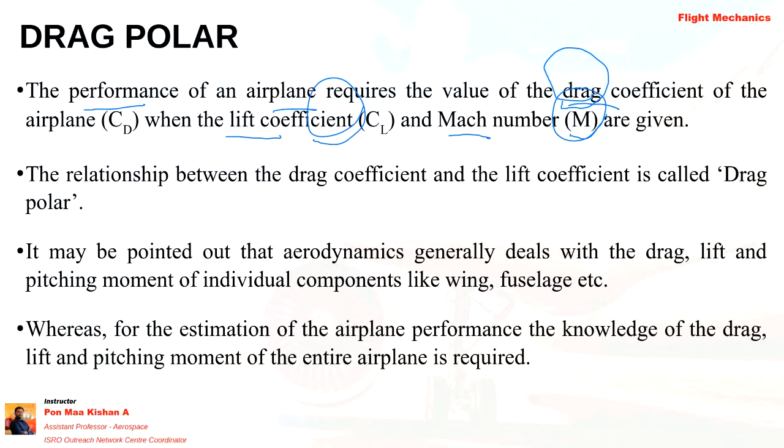Okay, right. So it comes to the third point. It may be pointed out that aerodynamics generally deals with drag, lift, and pitching moment of individual components like wing, fuselage, etc. During our forces and moments topic also I told you that the entire aerodynamics is not given only with respect to the wing. Apart from the wing, we consider the fuselage, engine nacelle, and tail section also. Whereas for the estimation of airplane performance, the knowledge of drag, lift, and pitching moment calculation of the entire airplane is required.